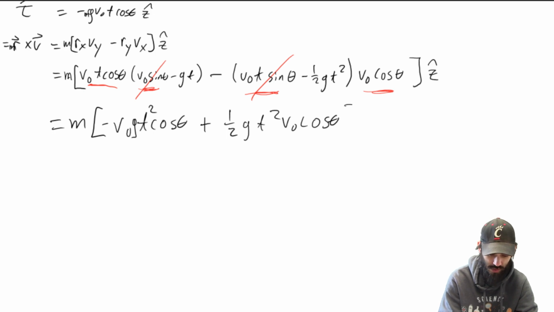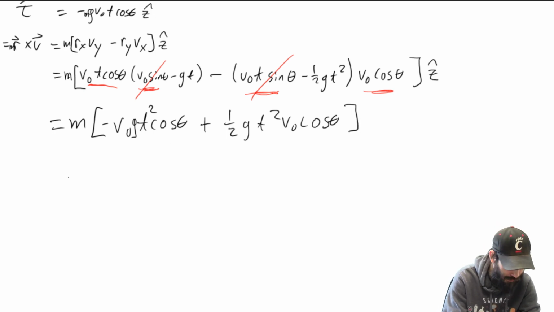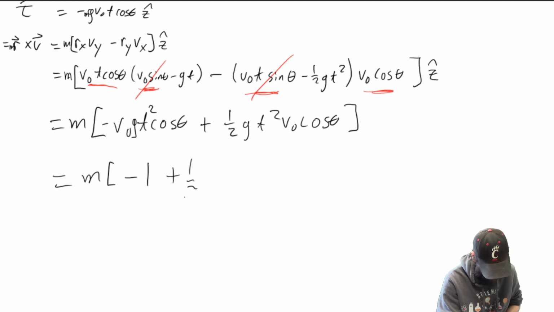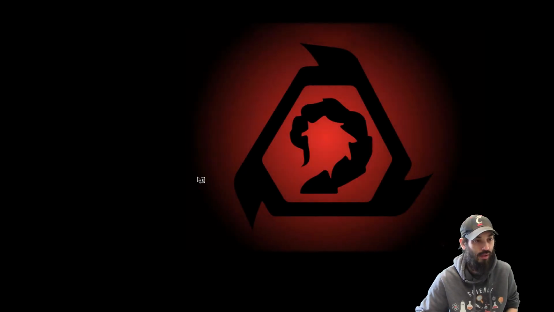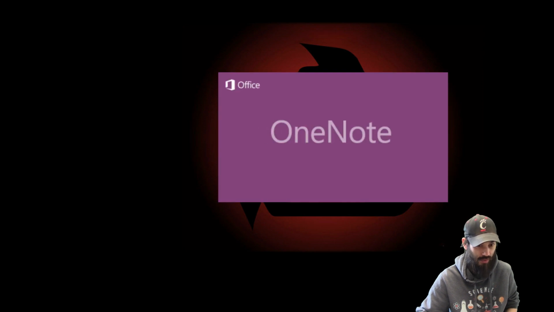I can add these to each other, or I could factor the whole thing out. So if I factor the whole thing out, this is going to be minus 1 plus 1/2, plus 1/2.